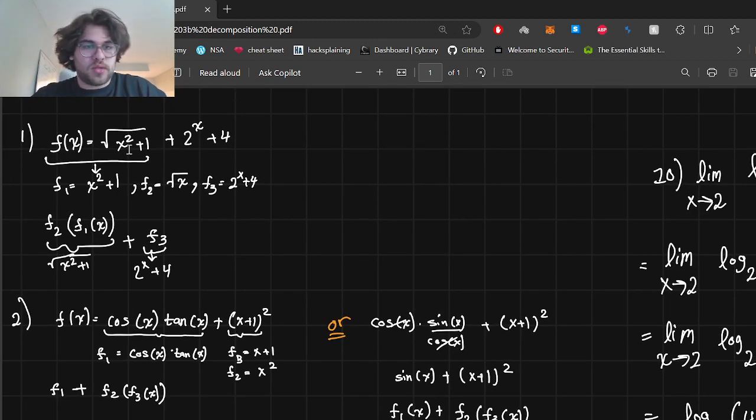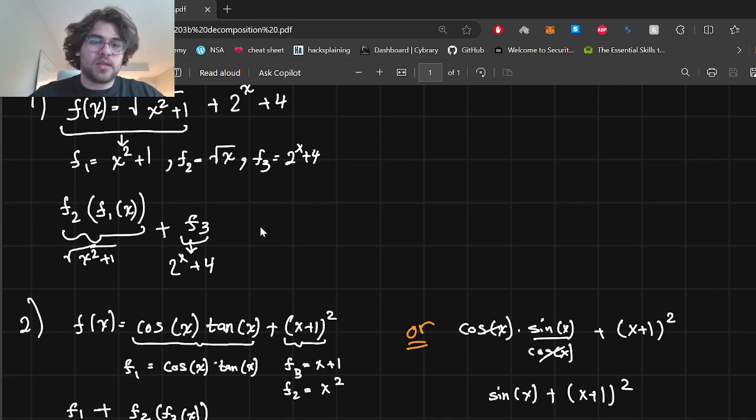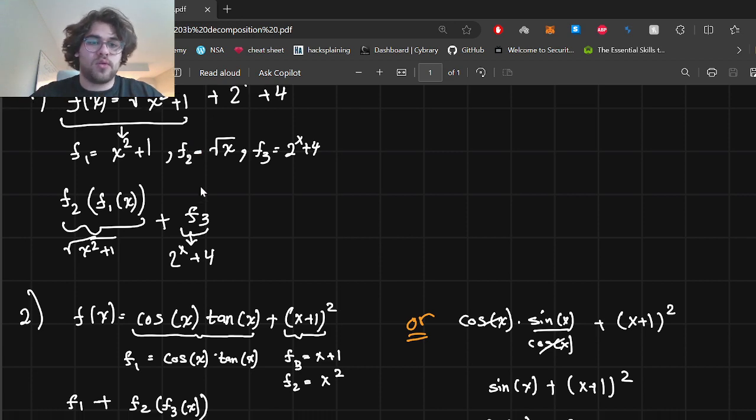Basically, our first question is that f of x is equal to the radical of x squared plus 1, plus 2 to the power of x plus 4. What I did is decompose the first part, the square root of x squared plus 1. So f1 is what's inside the radical, which is x squared plus 1, and I took the entire radical as f2, which is a radical of x, and then I put the 2 to the x plus 4 together. So f3 is equal to 2 to the x plus 4. When you put it together, it's f2 of f1, the radical of x squared plus 1, plus f3, which is 2 to the power of x plus 4.